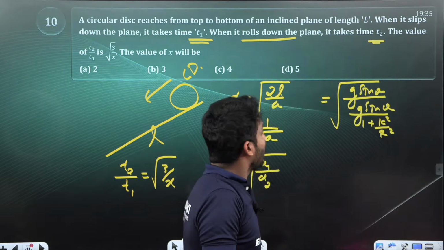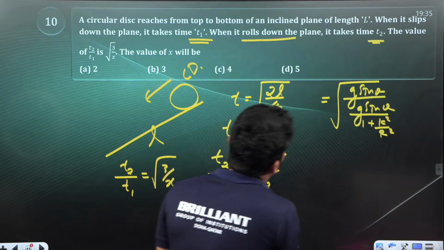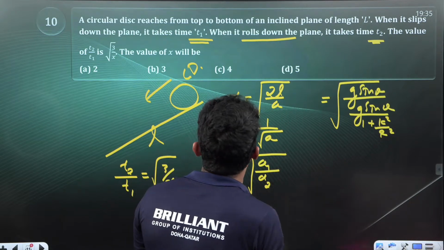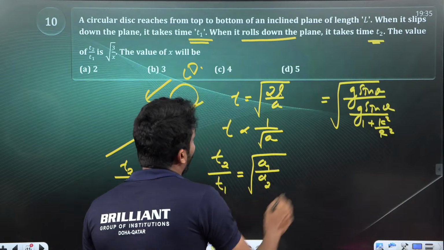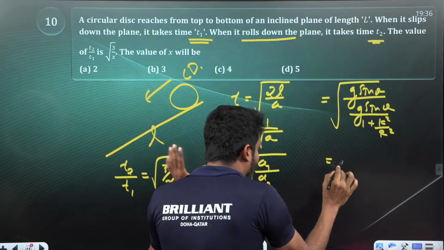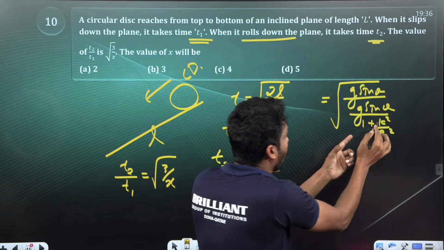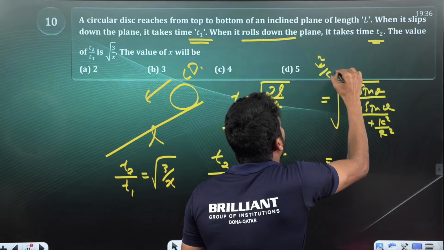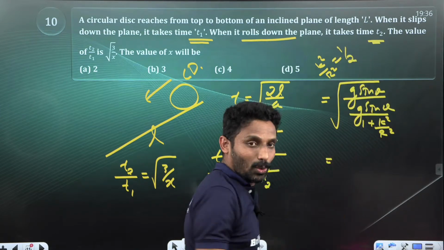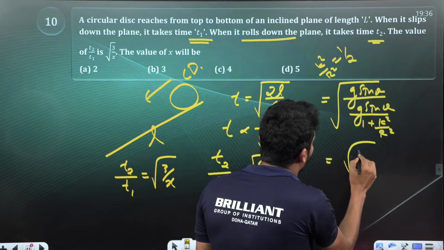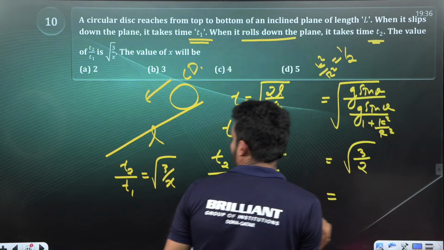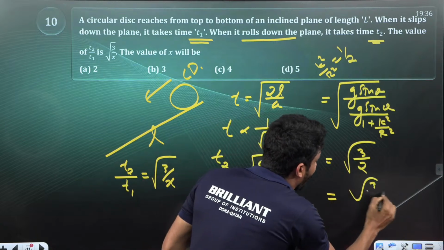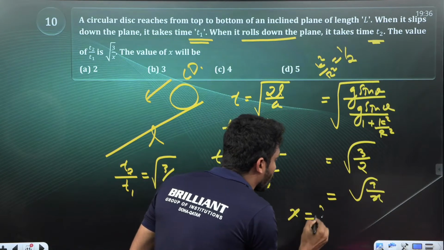Now g sine theta is cancelled, and we have 1 plus k square by r square. You know the k square by r square of a circular disc is 1 by 2. You will get this answer as root 3 by 2, and it is given as root 3 by x. Root 3 by x means x is equal to 2.